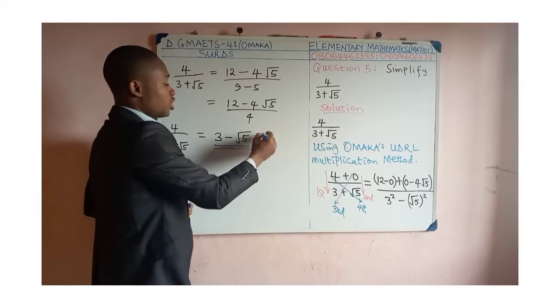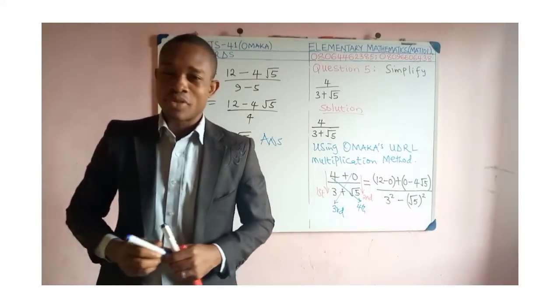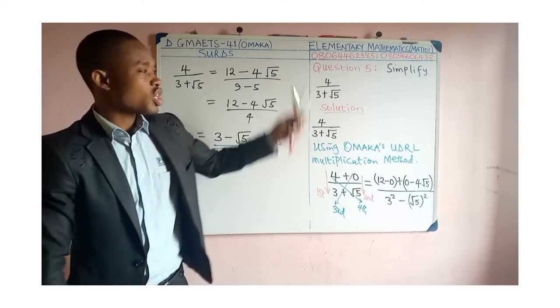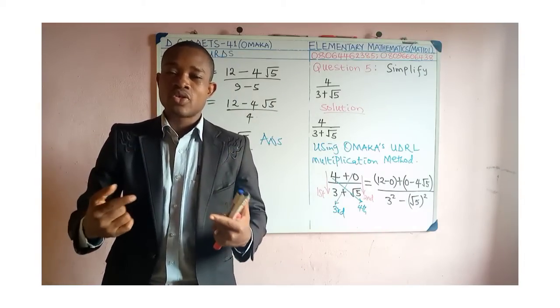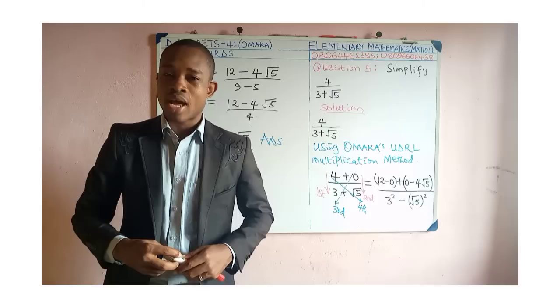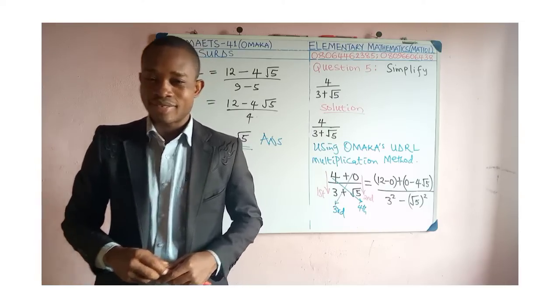Remember, we used the conjugate method, the general method, and we obtained this. So this shows that both methods can work for all such type of question. We will be consistent with using the Omaka'S Udrl multiplication method here from the GMAT 41.